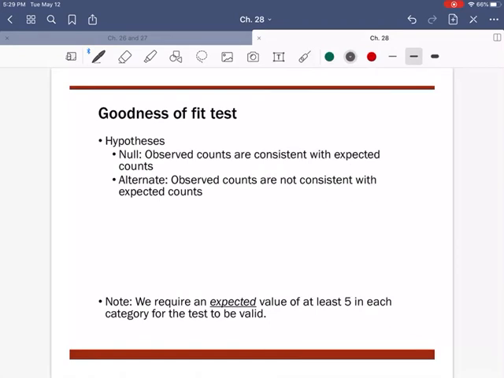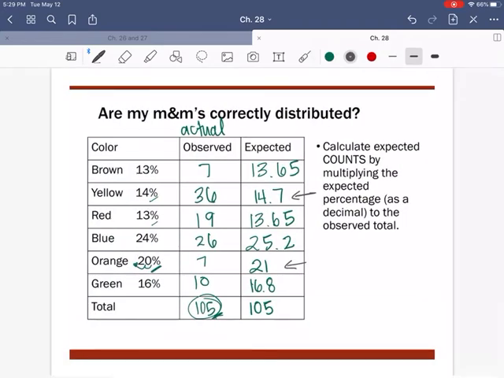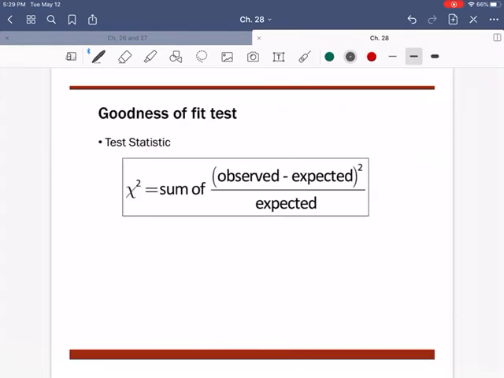So the null, with our hypothesis test, the null is the observed counts are consistent with the expected counts. So what we got is what we expected to get. The number of M&Ms of each color is about accurate compared to what we should have gotten. The alternative is the observed is not consistent with what we expected. We require expected values of at least 5 in each category for the test to be valid. So you don't need to worry too much about that, but what it's saying is you need 5 or bigger in each of these cells.